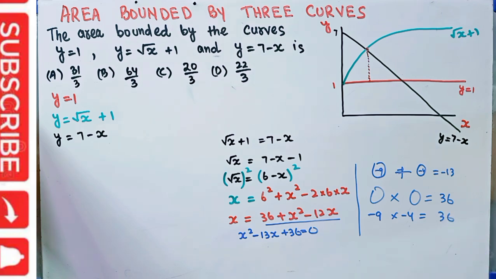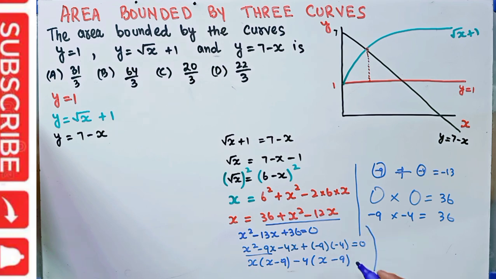Solving this, we will get x square minus 9x minus 4x plus 36 is equal to 0. Now we factor the terms. In the first two terms, let's take x common, we are left with x minus 9, and in the last two terms, let's factor out minus 4, so we will be left with x minus 9.